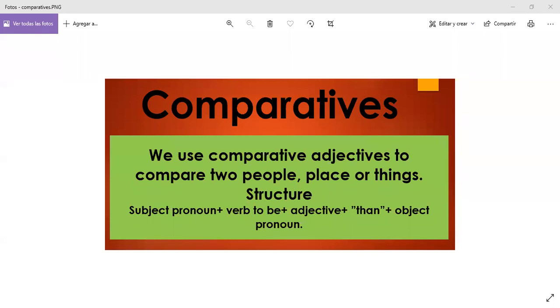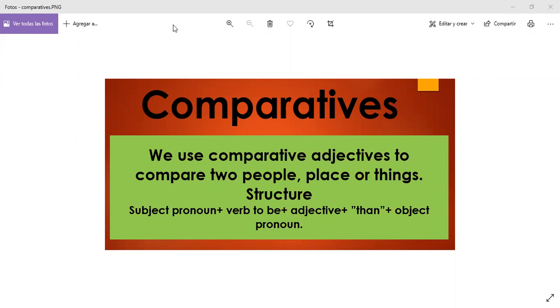So we are going to start with the topic. First of all, we are going to make a review about the class of yesterday, about comparative adjectives. It says that we use comparative adjectives to compare two people, places, or things, or also animals. If you want to compare animals, you can compare them too.